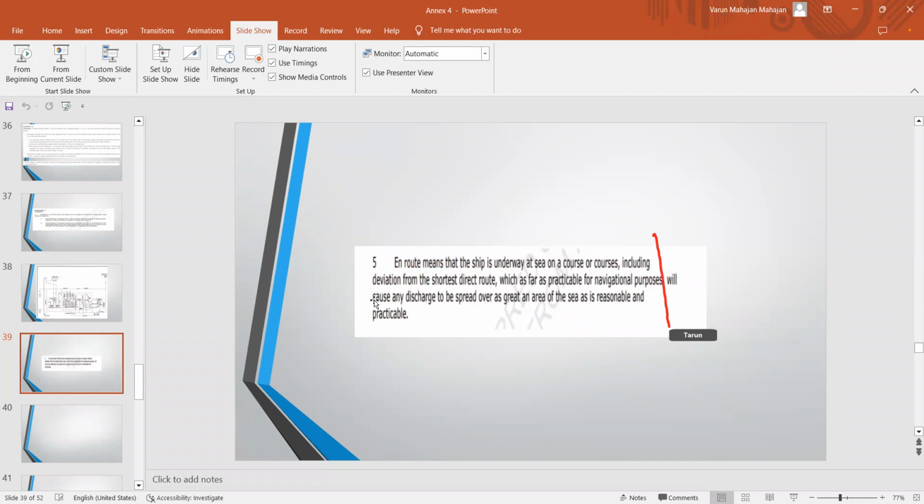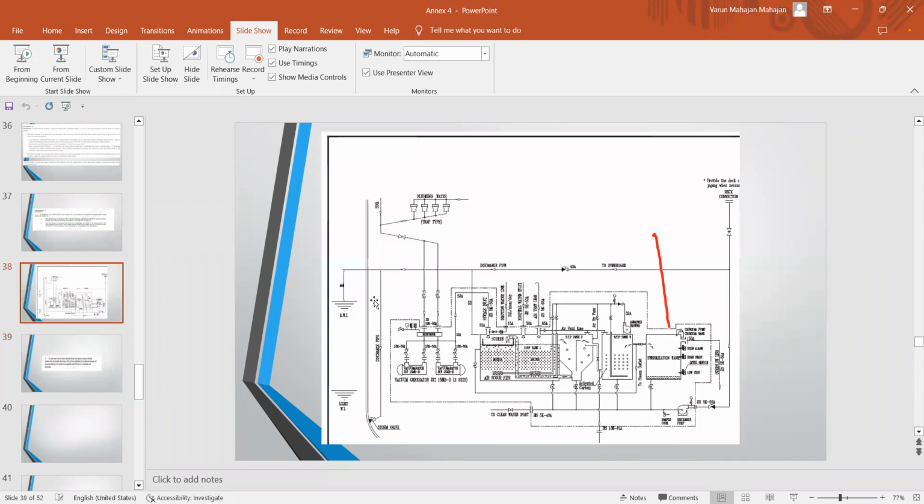Only this much you have to remember. En route means the ship is underway at sea on a course or courses, including deviation from the shortest direct route, which is as far as practicable for navigational purpose. Understood? Or do you want me to elaborate more? Guys, silence, I'll take it as you all understood. Okay.